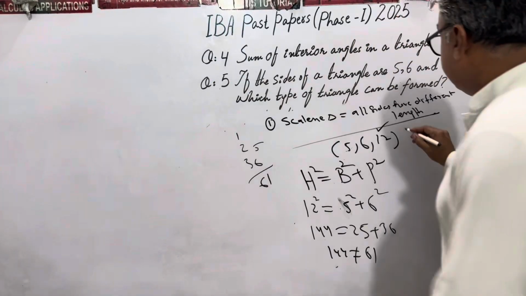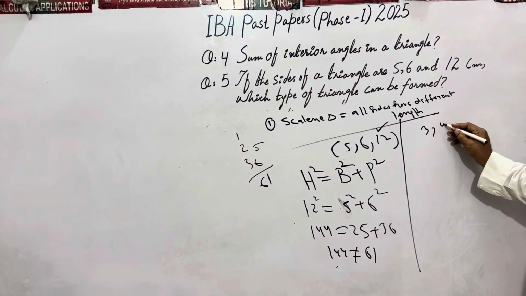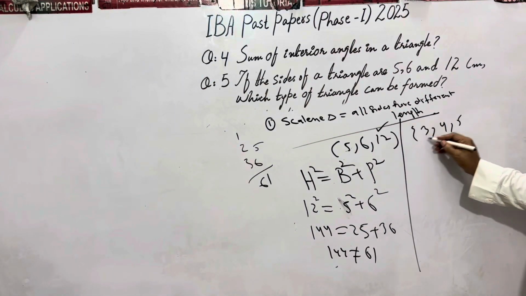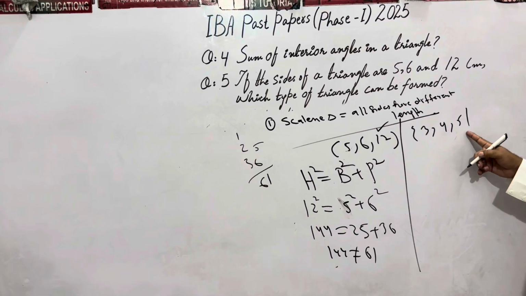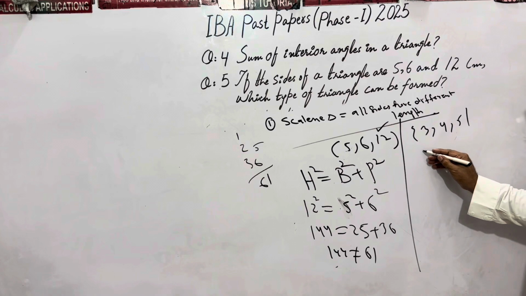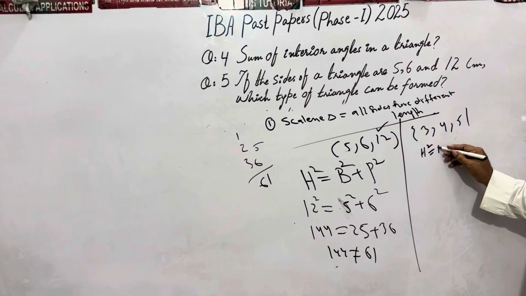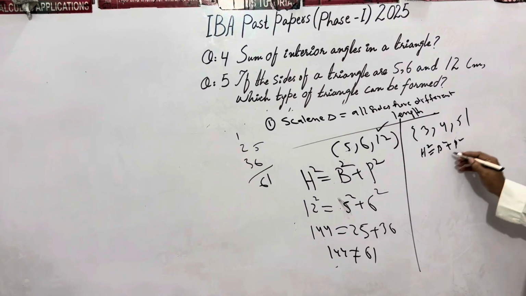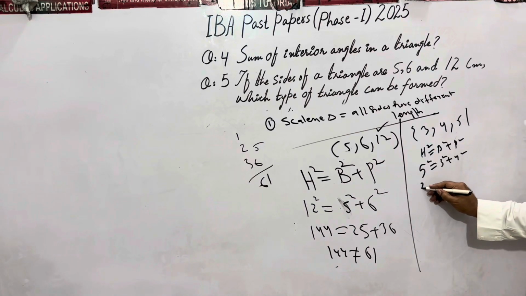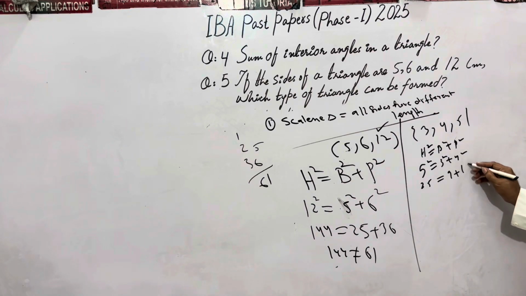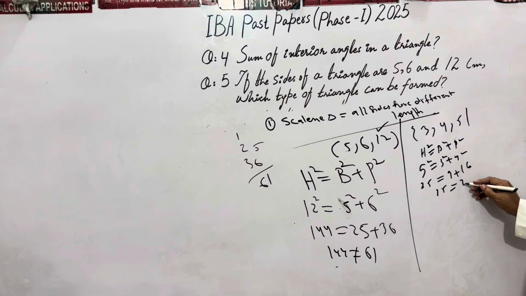If such type of sides are given, then it is scalene because all sides have different lengths. It may also satisfy the Pythagoras theorem: H square equals base square plus perpendicular square. 5 square equals 3 square plus 4 square. 25 equals 9 plus 16, 25 is equal to 25.